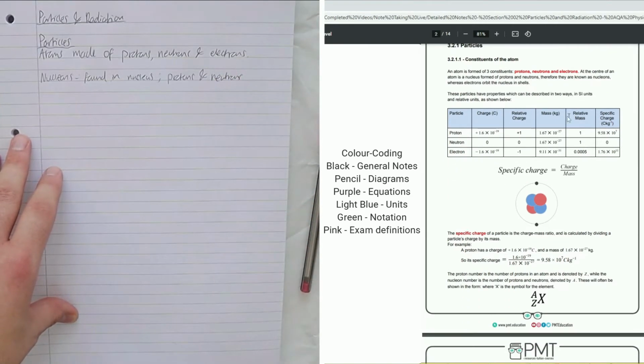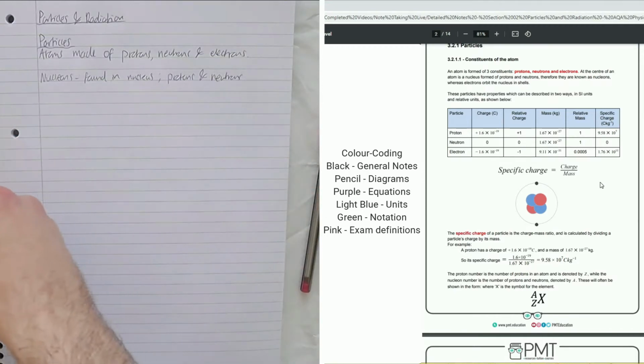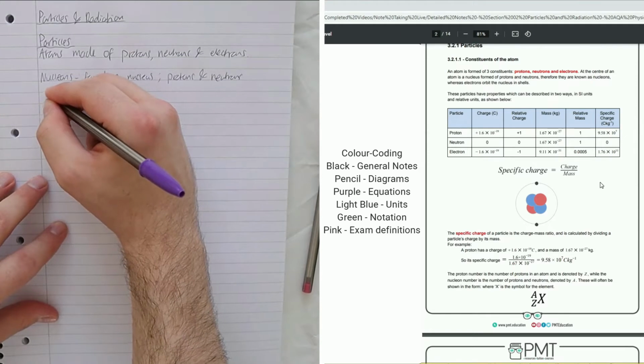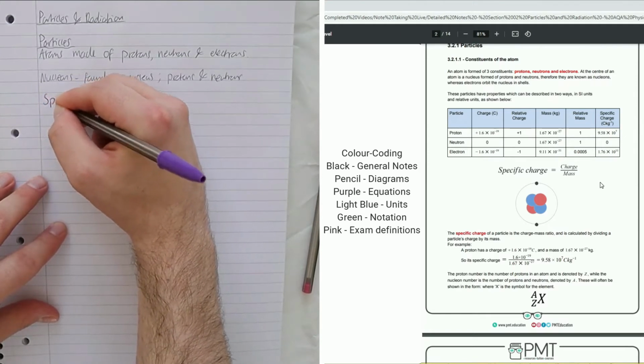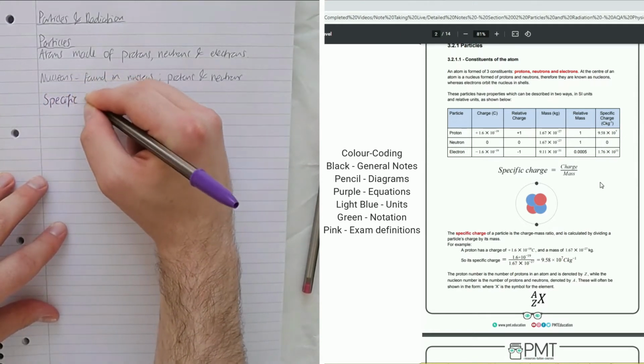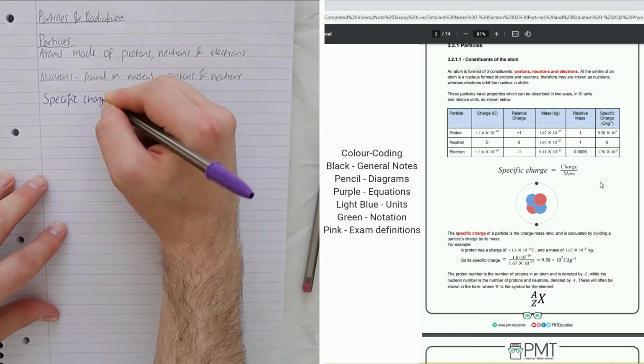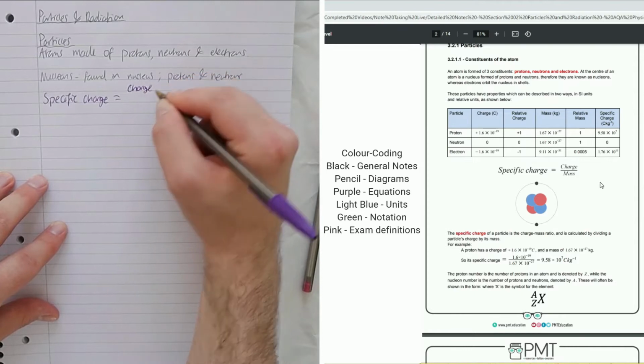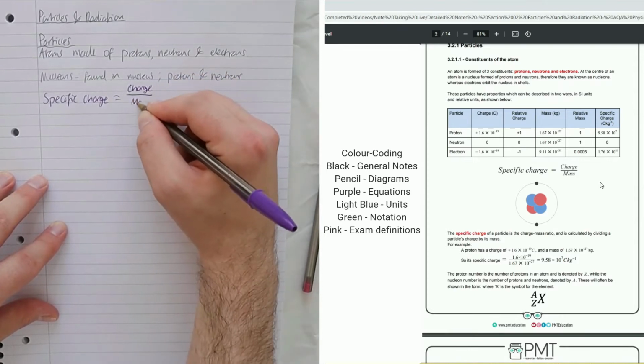Now this table here, a lot of this is from GCSE Science, so most of you are probably already going to know this anyway. But there is a new equation here, specific charge. Now for specific charge, since it's an equation, I like to use a different colour. So for this I'm just going to use, let's say, purple. And all I do is I write out specific charge and that is just equal to the charge of the particle divided by its mass.